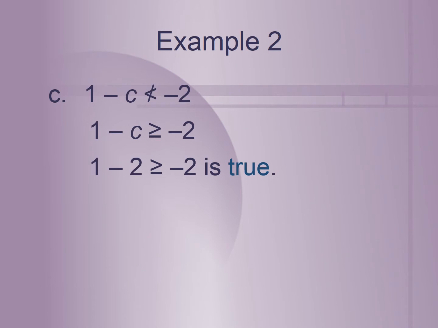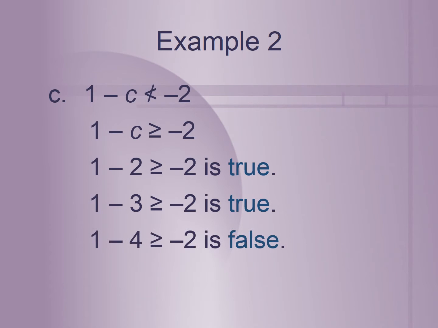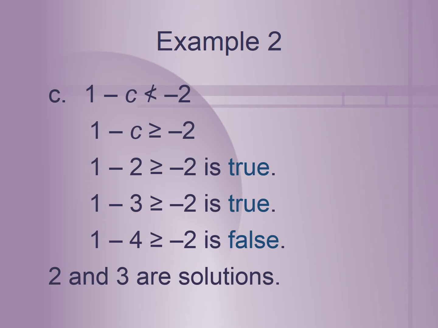So 1 minus 2 is negative 1, and negative 1 is greater than or equal to negative 2. So that's true. Now let's let C be 3. 1 minus 3 is negative 2, and negative 2 is greater than or equal to negative 2 because negative 2 is equal to negative 2. So let's let C be 4. 1 minus 4 is negative 3, and since negative 3 is not greater than or equal to negative 2, that's a false statement. So the only solutions are when C is 2 and when C is 3.